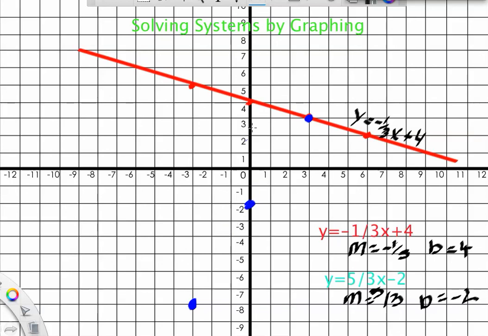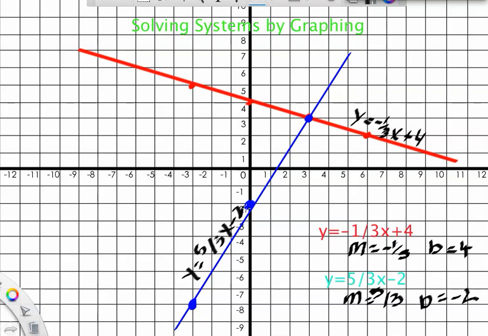So again, I'm going to use the line function, and I'm going to come right through here, like that. And again, if I wanted to label my line, I would go back to get this to black, and go y equals 5/3 x minus 2.